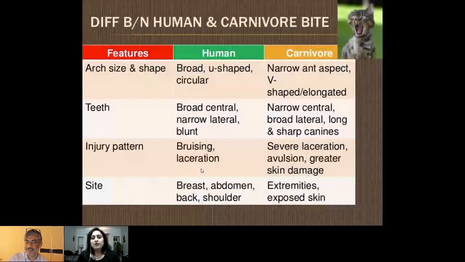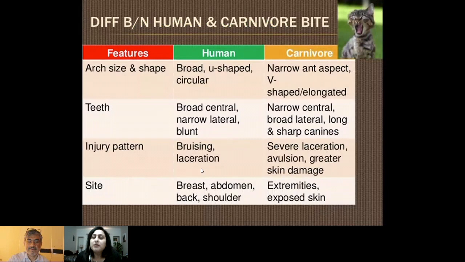Now, the differentiation between human and carnivore bite. We always have to differentiate between the bite of the human and the carnivores, or the animal bites. Main features are the arch size and shape, teeth, injury pattern, and the site of injury. When you say arch size and shape, human dentition has a broad U-shaped and circular, elliptical bite, whereas the carnivore will have a narrow anterior aspect, a V-shaped, elongated bite.